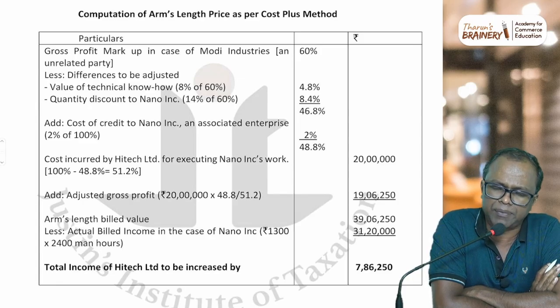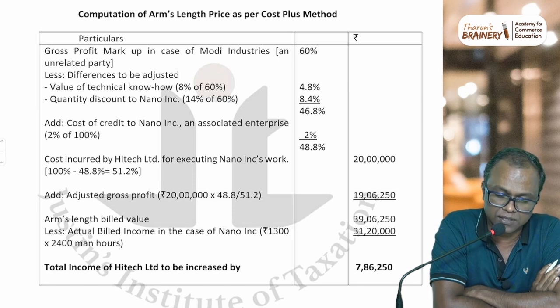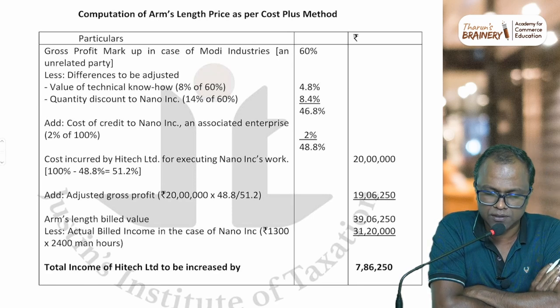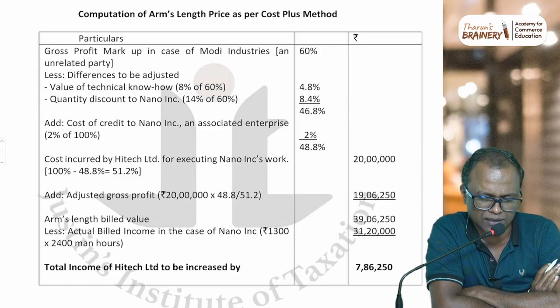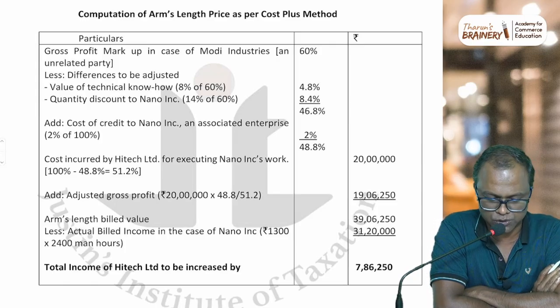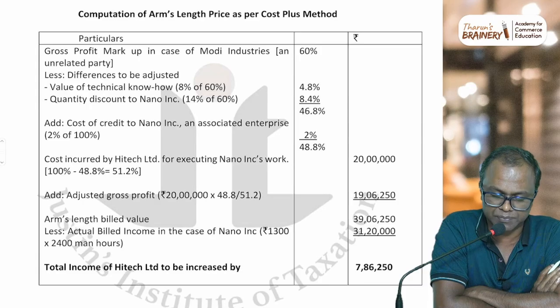We are taking the related party margin as 60%. As the related party does not provide technical support, we have to arrange technical support, for which we will incur more so that we will bill more. So 60% is more margin. So we have to reduce it compared to the normal related party level. So 8% of 60%, because the question itself says that 8% of gross profit margin is 60. So 8% of 60 is 4.8, we have to reduce.